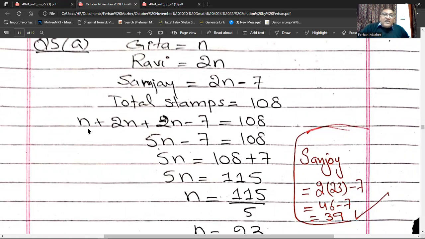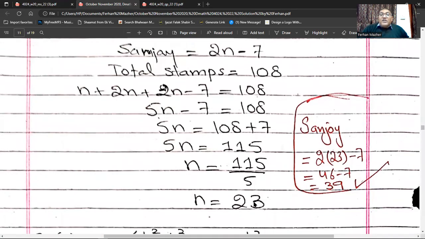So I will add these three. n plus 2n plus 2n minus 7 equals 108. So 5n minus 7 equals 108. So 5n will be 108 plus 7. So 5n is equal to 115. n will be equal to 115 divided by 5. So n will be 23.